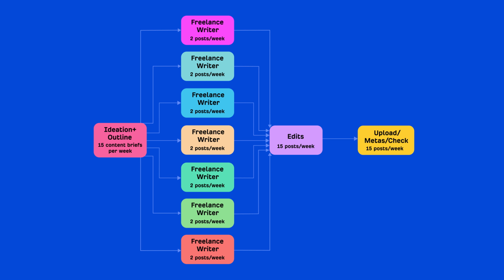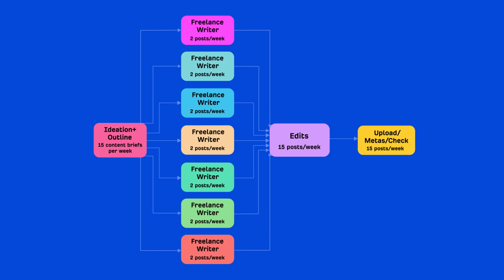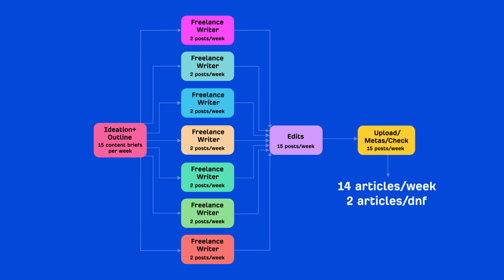Now, the final thing I want to show you is what this system looks like in action and how easily it can be scaled. So let's go back to our previous example. If we have one SEO who can produce 15 content briefs per week, 7 writers who are outputting 2 articles per week per writer, or 14 in total, 1 editor that can edit 15 posts per week, and a part-time uploader who can upload 5 pieces per day, or a maximum potential of 25 posts per week, then we have a total of 14 published articles per week, or 2 per day. This is quite a lot for a single blog.